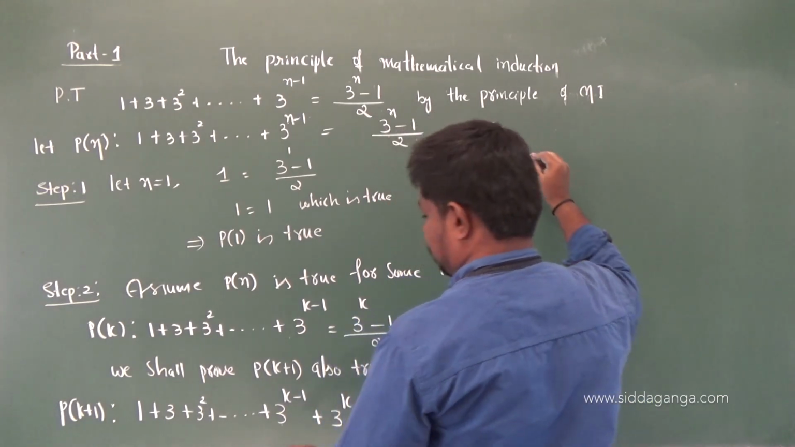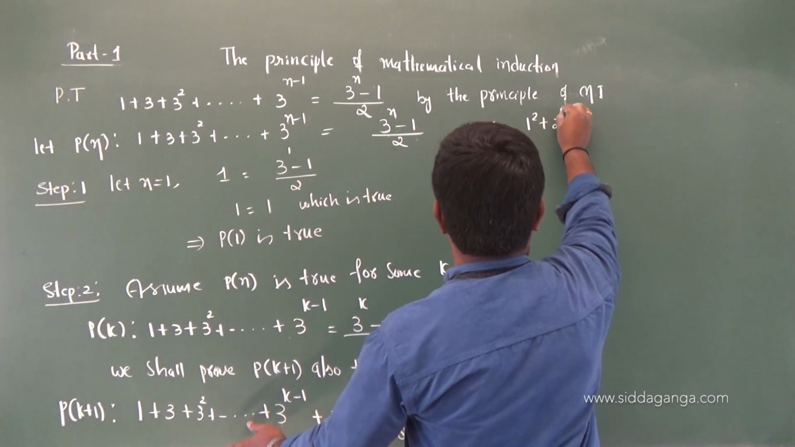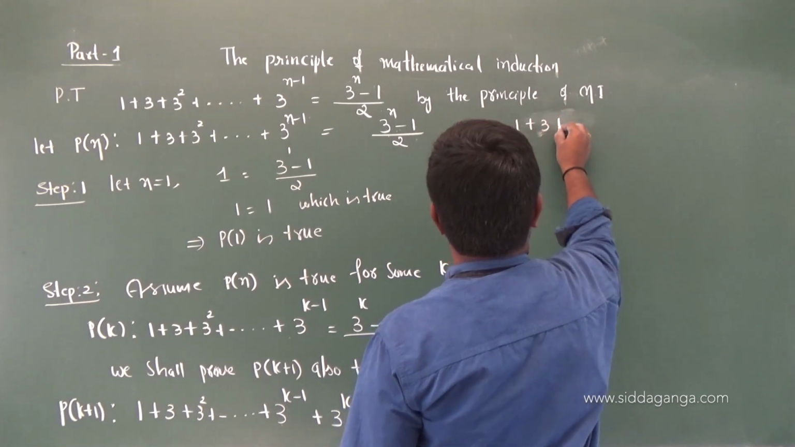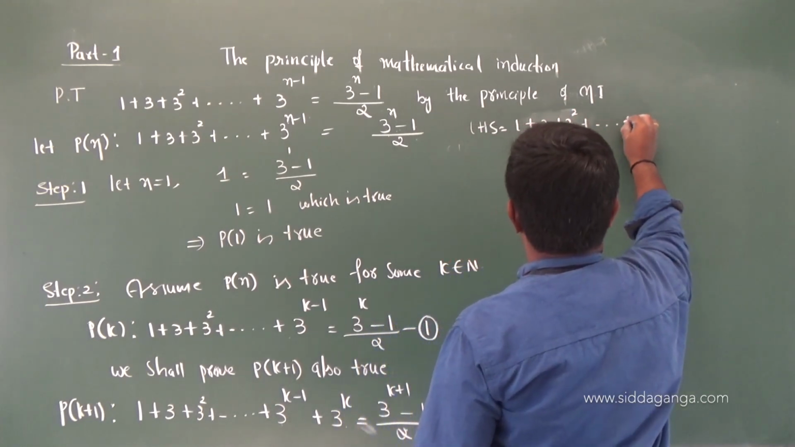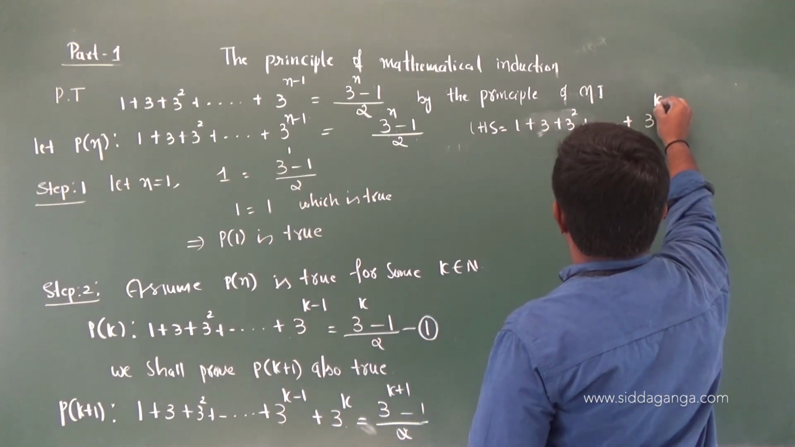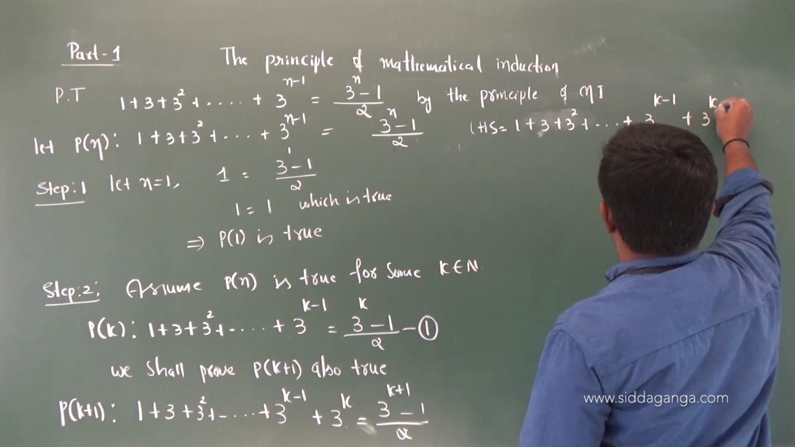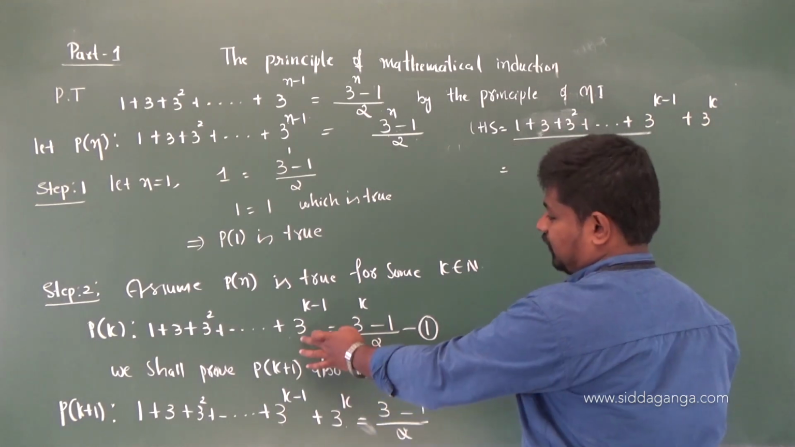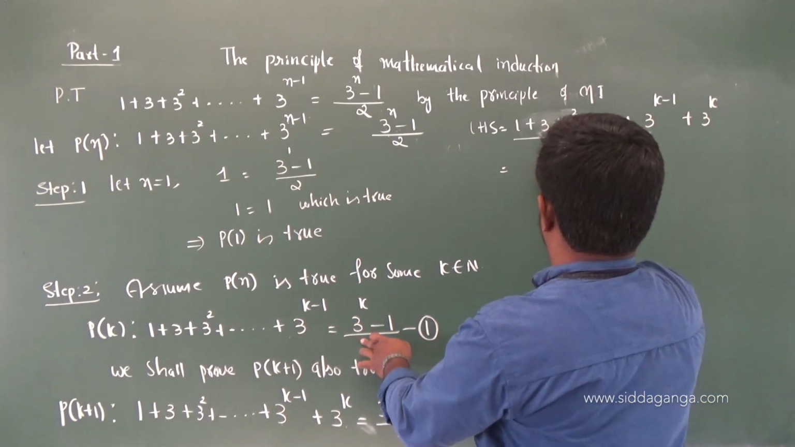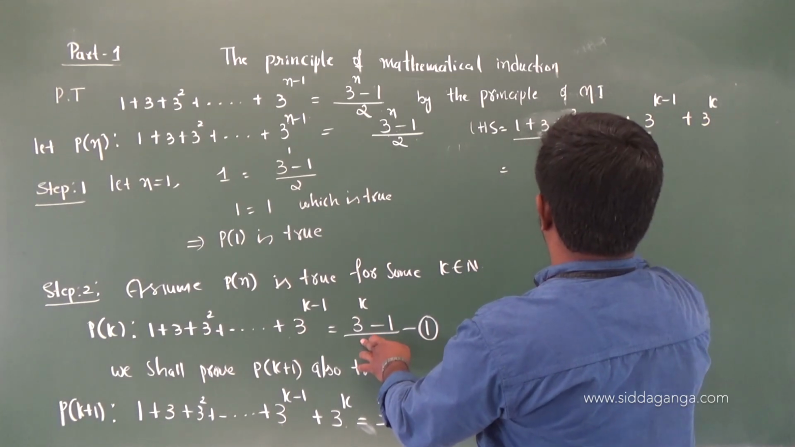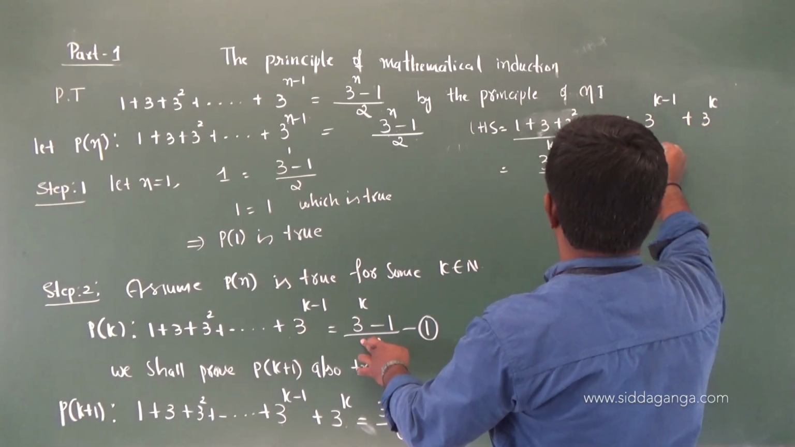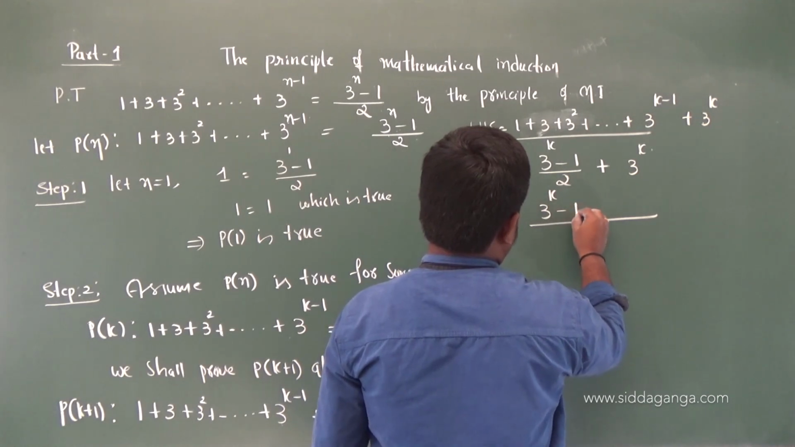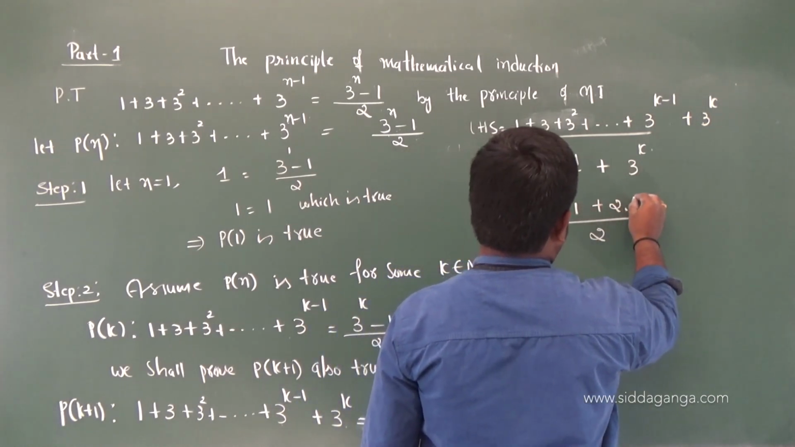What is LHS we have? That is 1 square plus 2 square, sorry, 1 plus 3 square and so on, 3 power of k minus 1 plus k plus 1, the term is 3 power of k. Now this is equal to, till here we have the result, till 3 power of k minus 1, this is the result, 3 power of k minus 1 by 2 plus 3 power of k. Let me take LCM 2. 3 power of k minus 1, 2 into this plus 2 into 3 power of k.